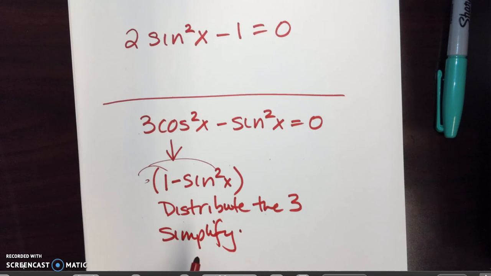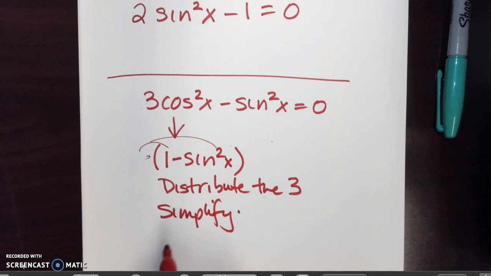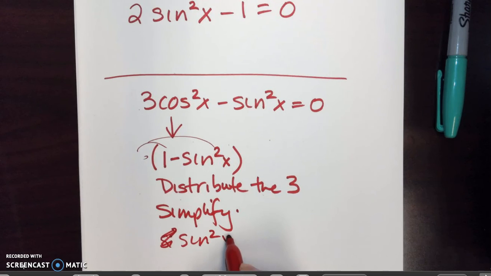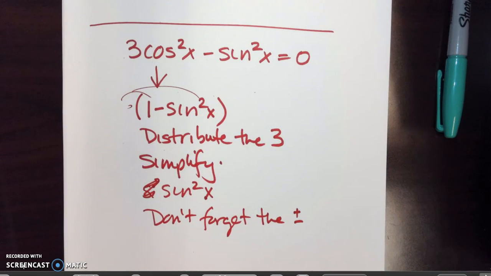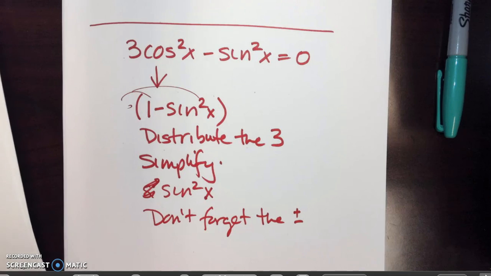And a key thing I want you to remember, though, is when you're going to have sine squared on one side all by itself, and when you take the square root of both sides, don't forget the plus or minus. Don't forget the plus or minus. So you're going to have a lot of solutions for that one. Okay, that's the homework that's due for tomorrow. Not too hard.